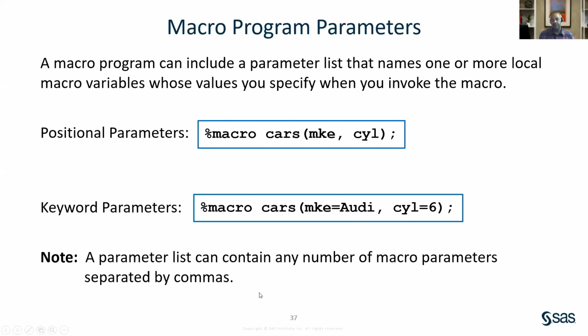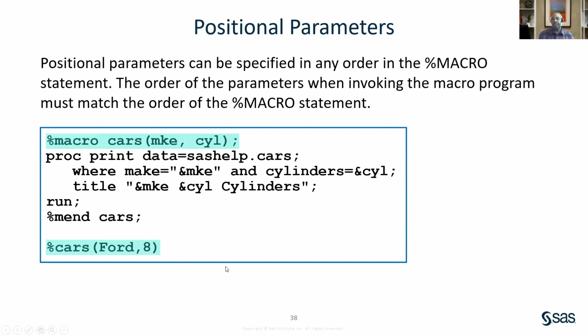Remember we talked about the global symbol table and the local symbol tables. Parameters always go to the local symbol table for that macro program. And they will be created when cars starts to execute, and they will be removed when cars is finished. This is just defining cars. You have to do a %cars as we do here to have it execute. So from here to here is the definition. This is a call to have it execute.